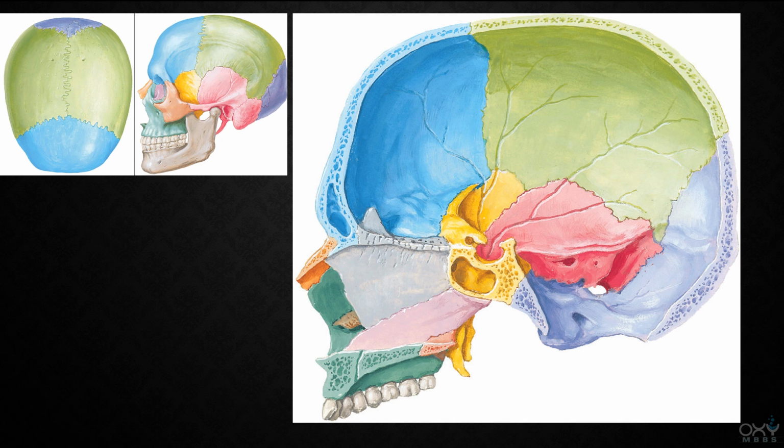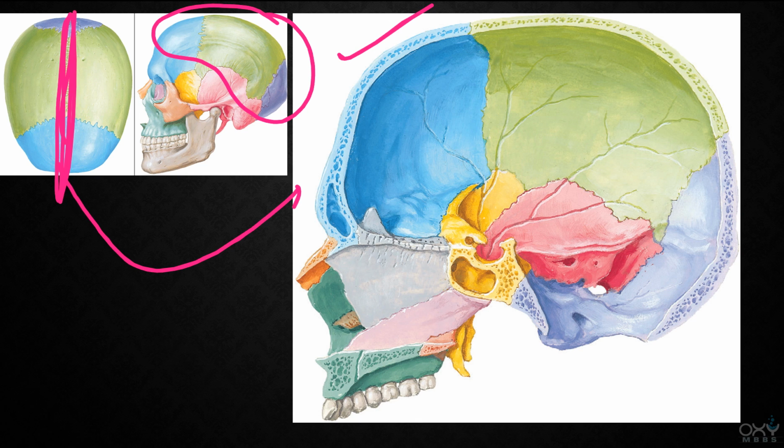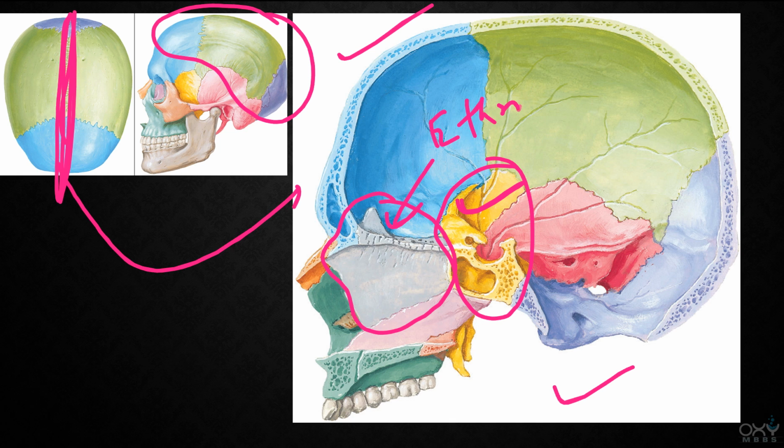Now friends, to see other bones of the cranium clearly, we have to make a sagittal section of the skull, and this is the view of the skull after taking the sagittal section. In this section you can see clearly this is the sphenoid bone. This yellow bone is the sphenoid bone, and this gray bone is which bone? This is the ethmoid bone.